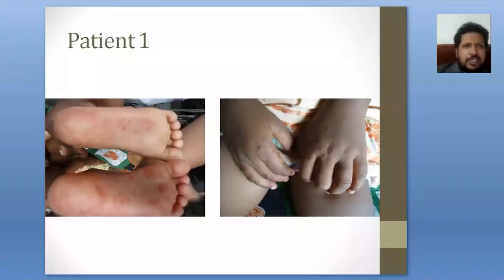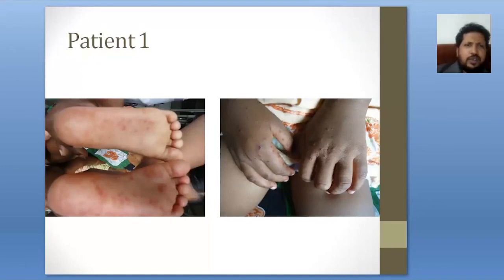So this is the first patient. I hope you can see the lower limbs, the soles, and this is a 3-year-old male with low-grade fever for 2 days, reduced oral intake and irritability, right? So he presents with this rash. Any ideas, anyone? What do you think? And what do you see?